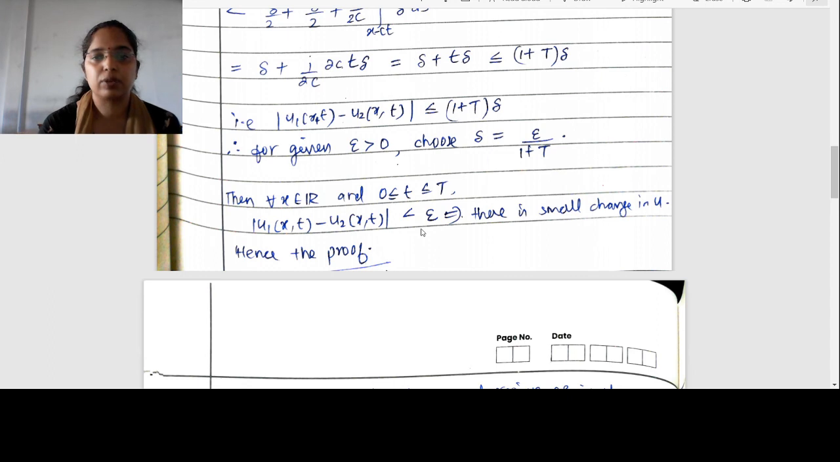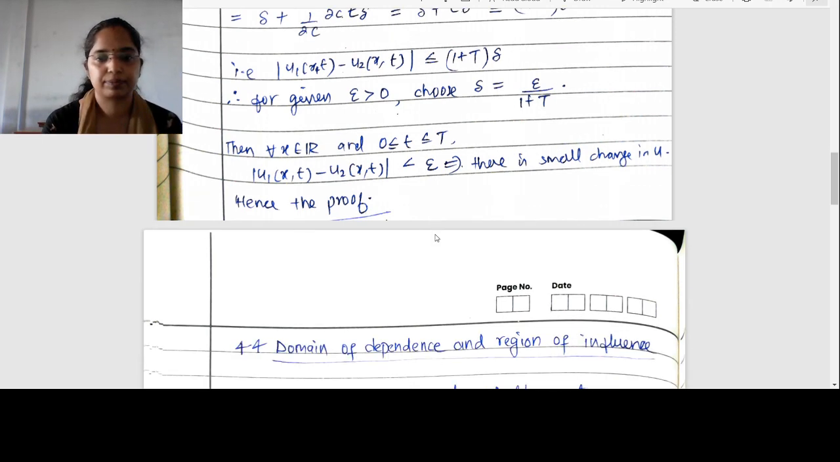Okay. So it means what? We got mod u1 minus u2 is less than epsilon. It means that there is also a small change in u. Hence the solution is stable. A small change in the initial condition implies a small change in the solution also, and hence the solution is stable. So that's the proof.